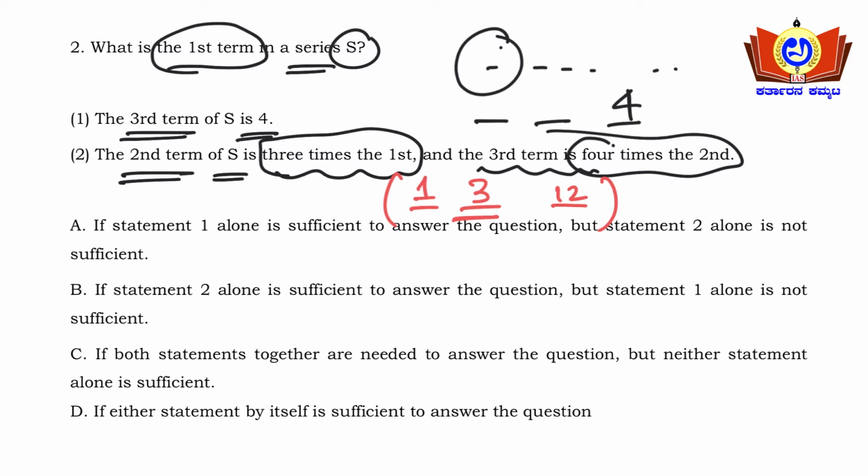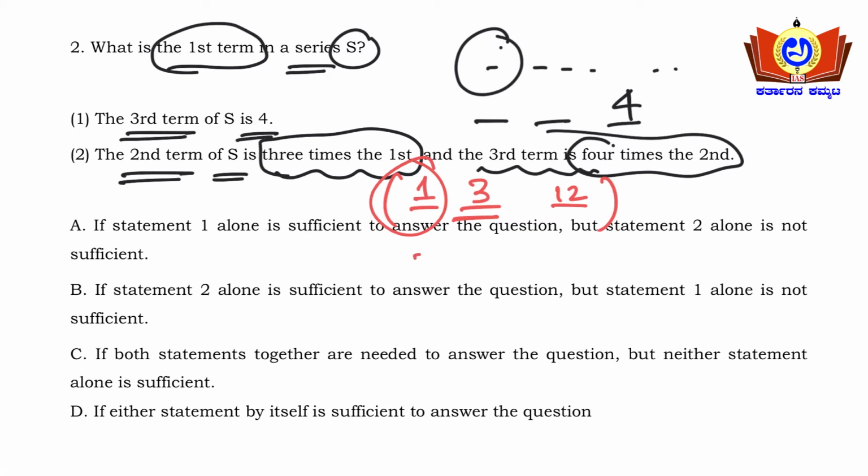Okay, when you get to this answer, you will assume that statement 2 alone is sufficient to answer the question here, because they are asking the first term. What is the first term here? Okay, see here friends, the trap here is that you are assuming the first term as 1 here.